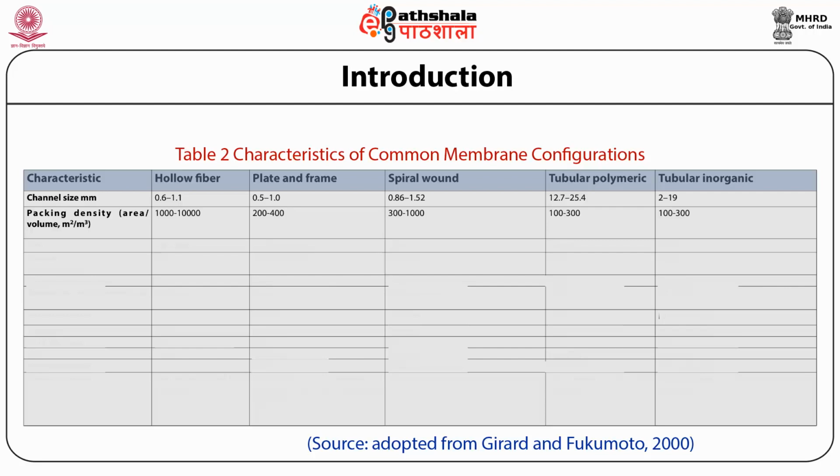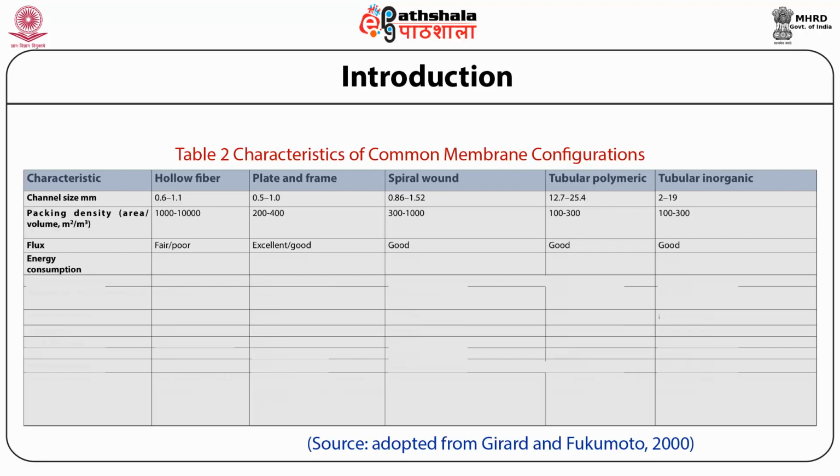This is an important point: if a certain membrane module has higher packing density, it means higher area can be fitted in a lesser volume. So it is very high for hollow fiber. It means hollow fiber membranes need very little space, while tubular membranes need the highest space. Flux is fair or poor for hollow fiber, excellent and good for plate and frame, good for spiral wound, and for tubular also it is good.